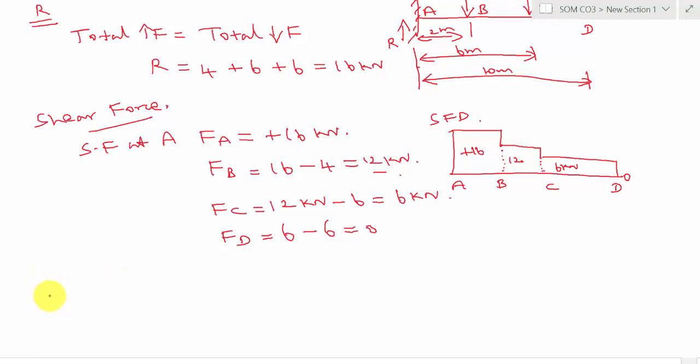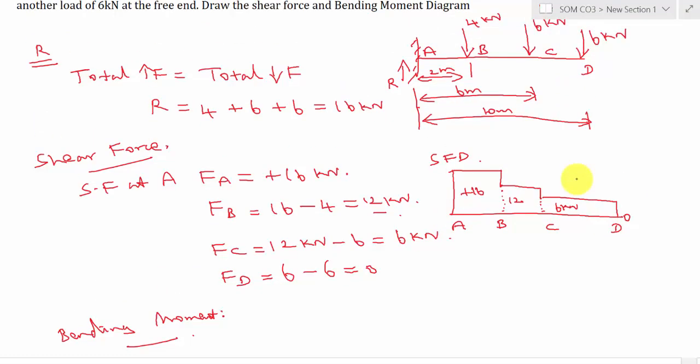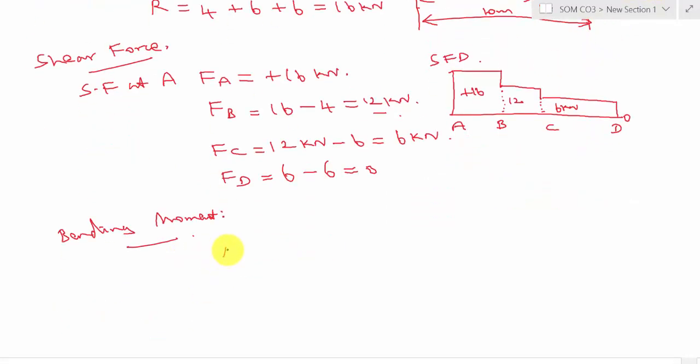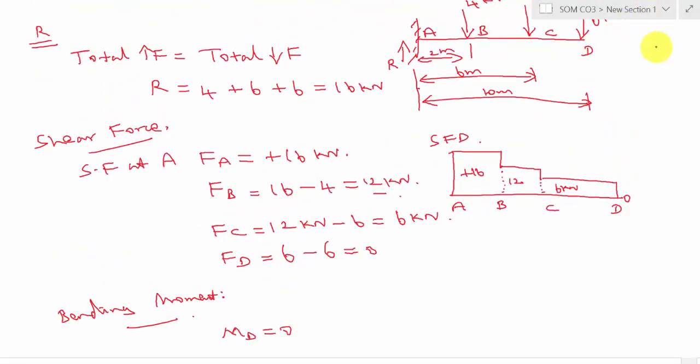Now going to the bending moment diagram. So as I discussed earlier, I started the shear force from the left side and I am going to start the bending moment from the right side. Okay. So first we'll start with the bending moment at point D. The bending moment at point D is equal to 0 because there are no forces acting on the right side.